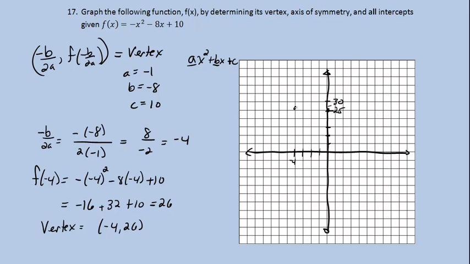So I know my vertex will be approximately right here. So this will be my vertex of (negative 4, 26). You can draw this to scale. It doesn't have to be perfect science, just something that shows a depiction of where your vertex exists. And because our leading coefficient is negative, I know that this guy is opening down.